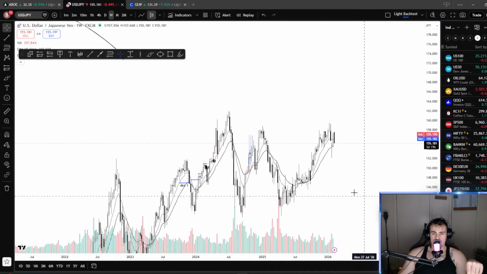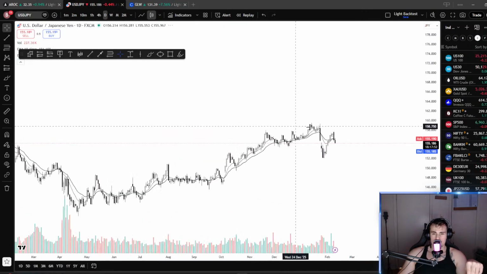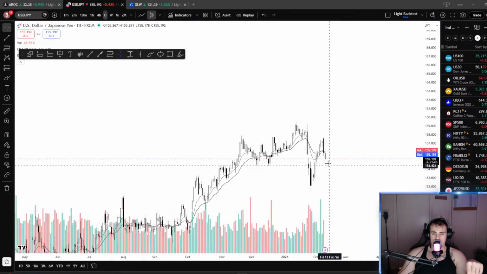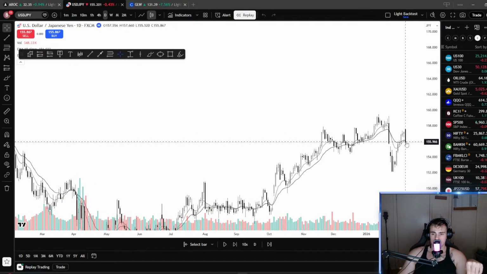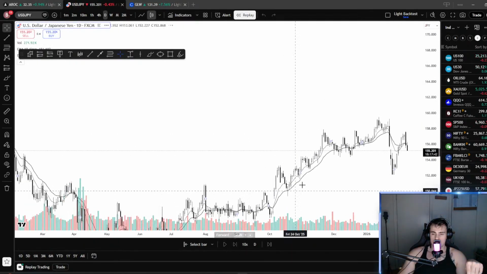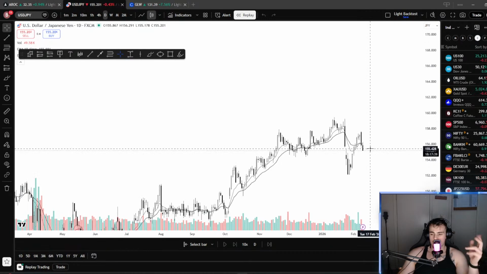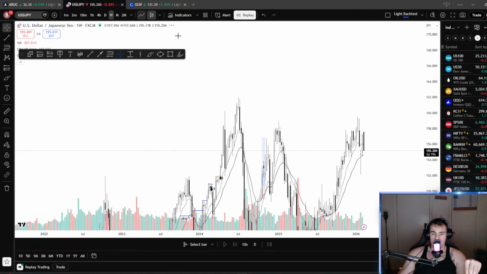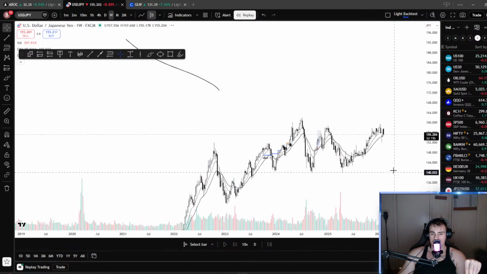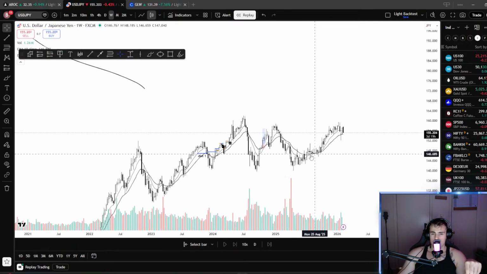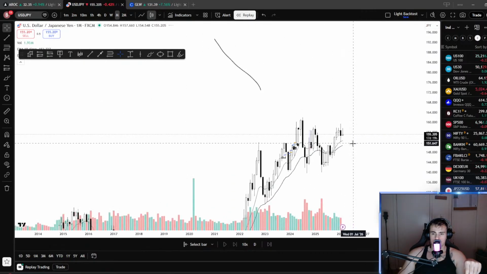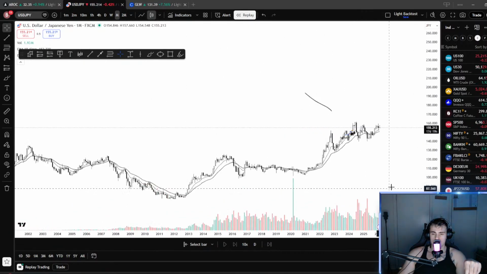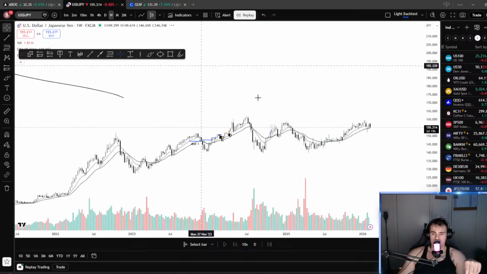Me specifically, this doesn't meet my rules right now. It looked okay before it started failing, but once it made this big move under the moving averages, it was showing weakness to me. So I wouldn't be trading USD JPY for my system. But I also don't trade Forex. But it looks like USD JPY wants to continue long here soon.